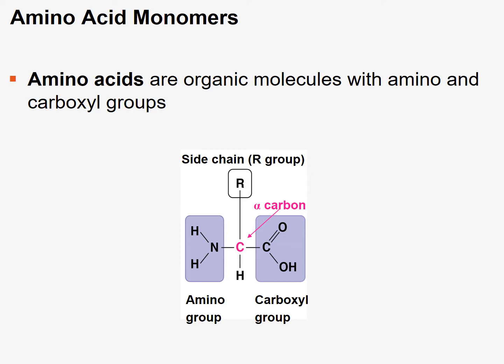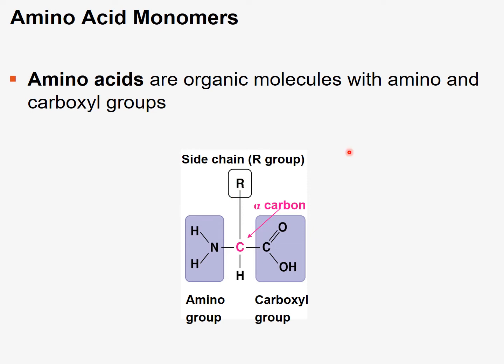So amino acids are, of course, organic molecules. They are made up of carbon, and they have two functional groups. So every single amino acid has at least one amino group, which is shown here on the left, and one carboxyl group, which is shown here on the right. In between the amino group and the carboxyl group is a carbon. This carbon is called the alpha carbon. The alpha carbon has, of course, the amino group and the carboxyl group attached to it, but also a side chain called the R group.